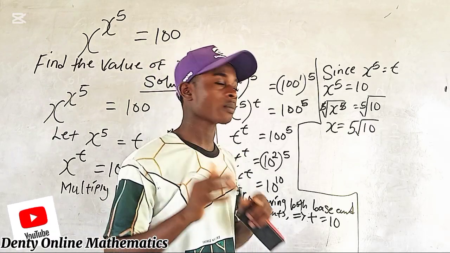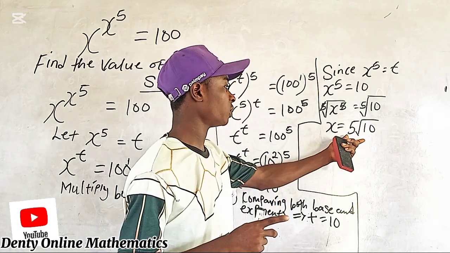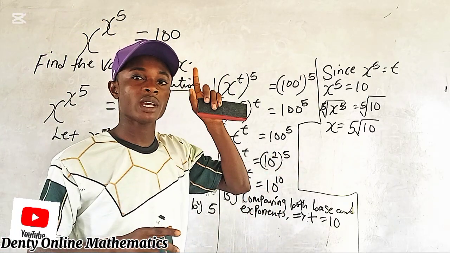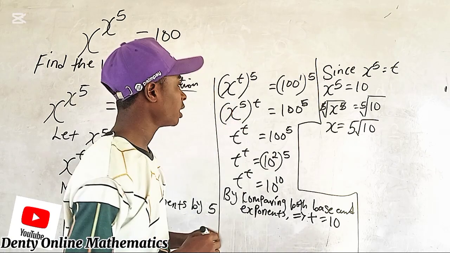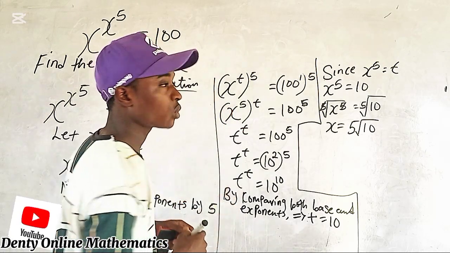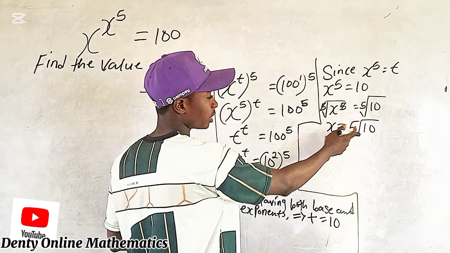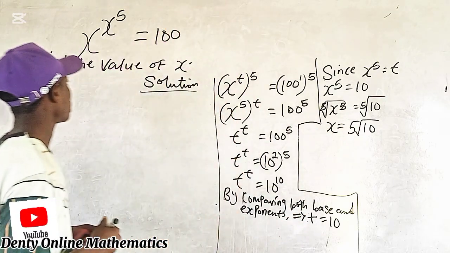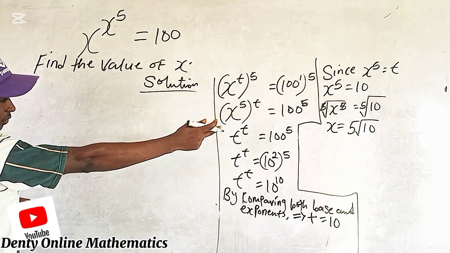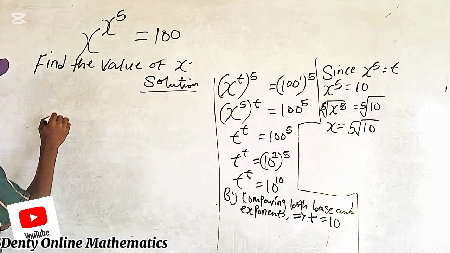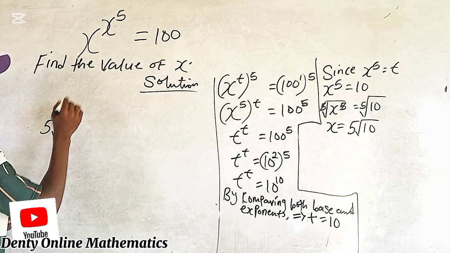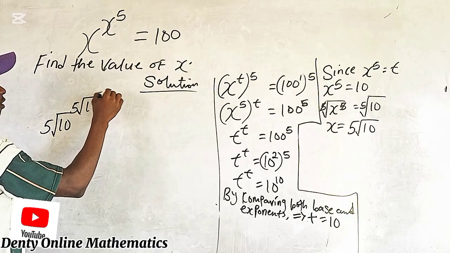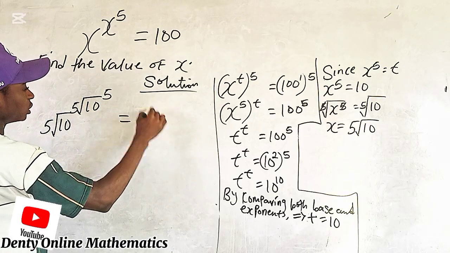Now, what we are going to do is substitute this value back into this equation to see whether we are actually correct. We know that x is equal to the fifth root of 10. So in place of x is the fifth root of 10. We are going to have the fifth root of 10 raised to the power of another fifth root of 10 raised to the power of 5 equal to 100.